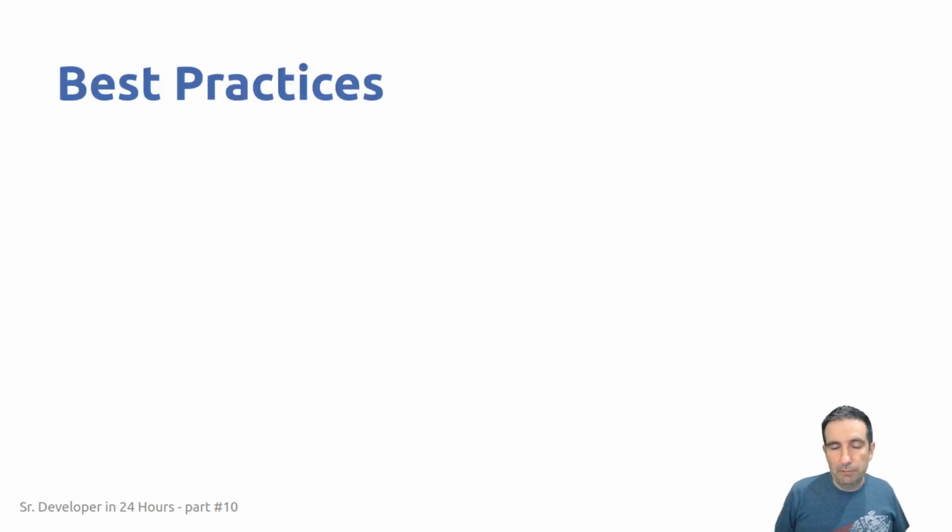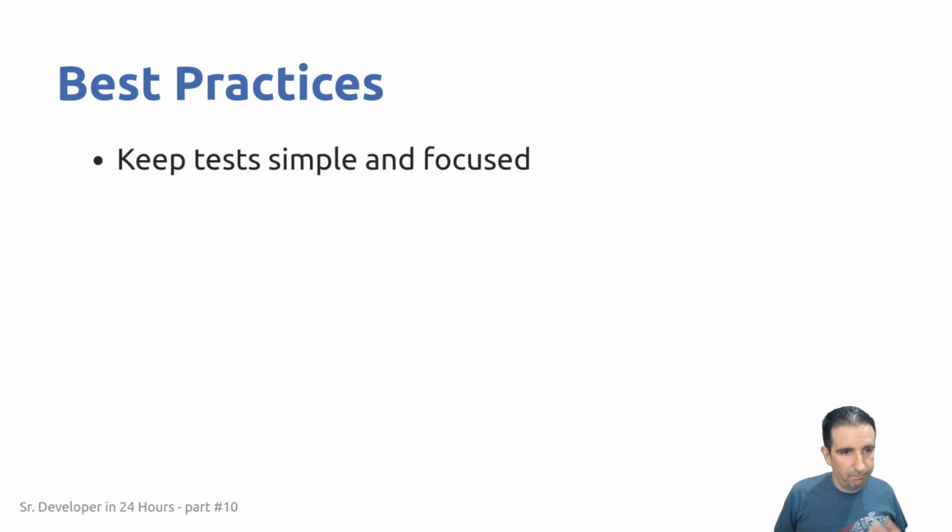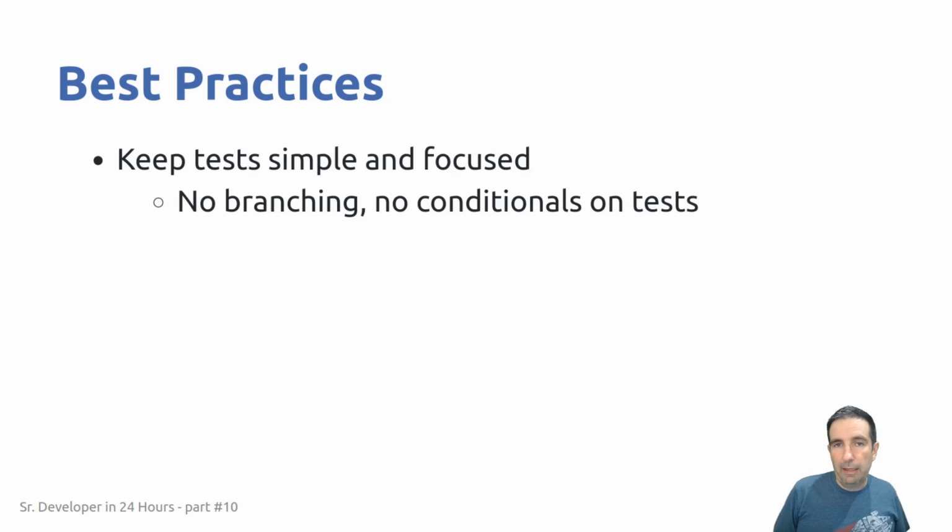Okay, in general, what are some best practices when we're writing unit tests? Very generic best practices. We want to keep our tests simple and focused. Ideally, a test will not have any branching. It will not have any conditionals. Sometimes this might be a little bit tricky, and in a little bit, we're going to talk about some techniques to be able to handle more complicated cases.